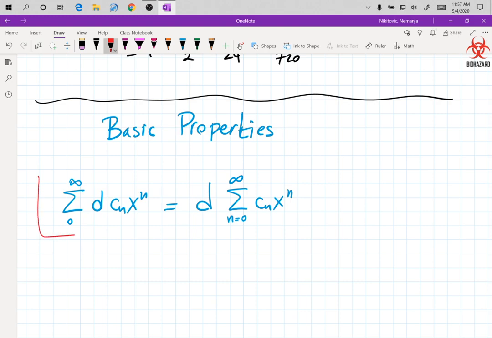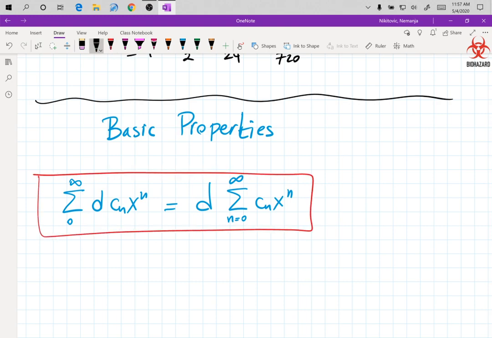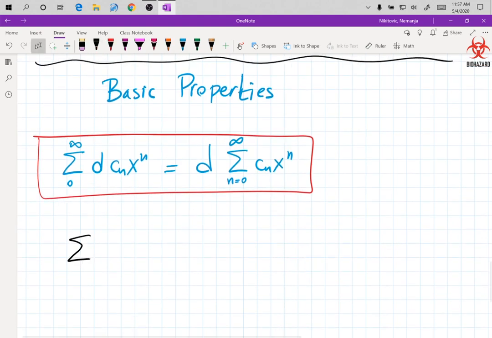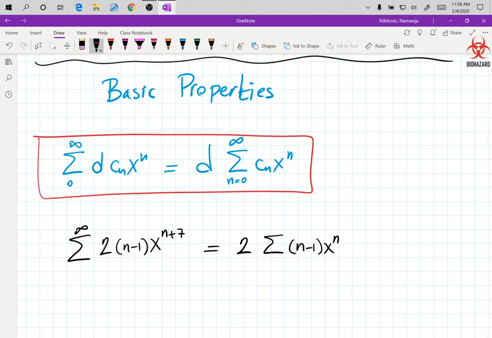So let's say that you have a power series which says 2 times (n minus 1) x to the n plus 7. Then you can kick the 2 outside, and you just have your n minus 1 x to the n plus 7 staying inside, because you need to be able to use the n's, because this n starts at 0 and then goes 1, 2, 3, 4 to create all of the terms for this mess.